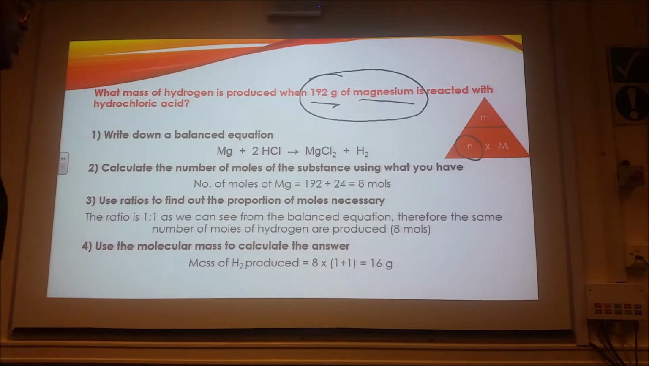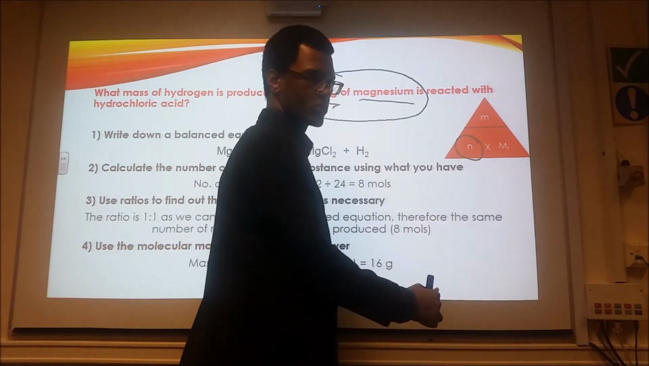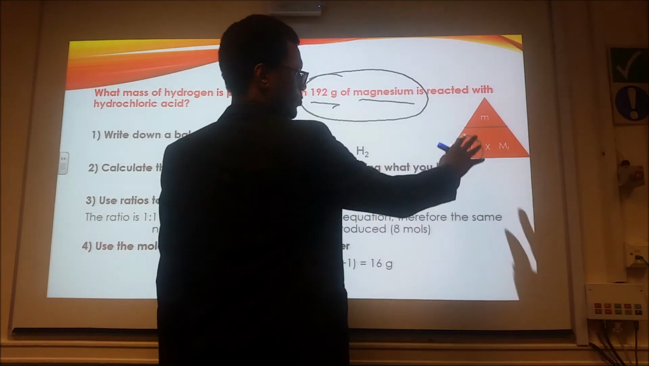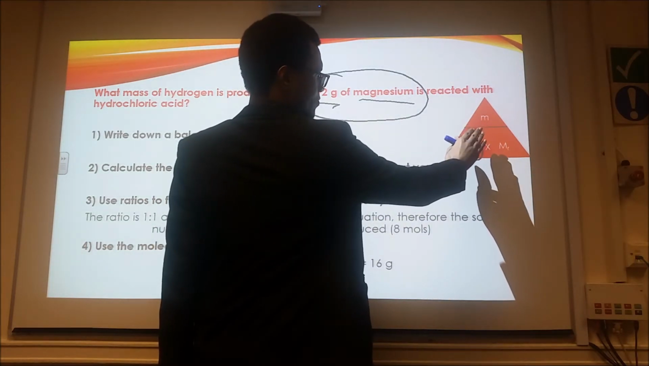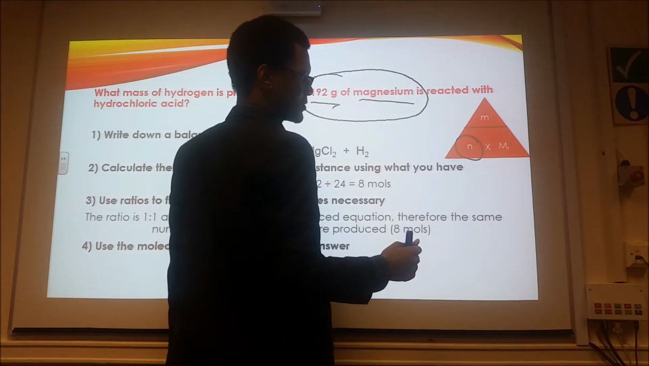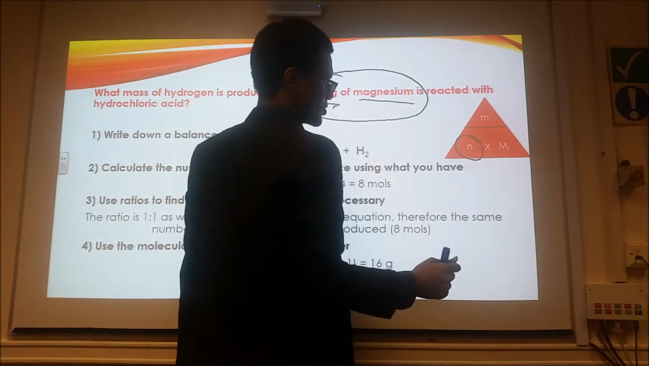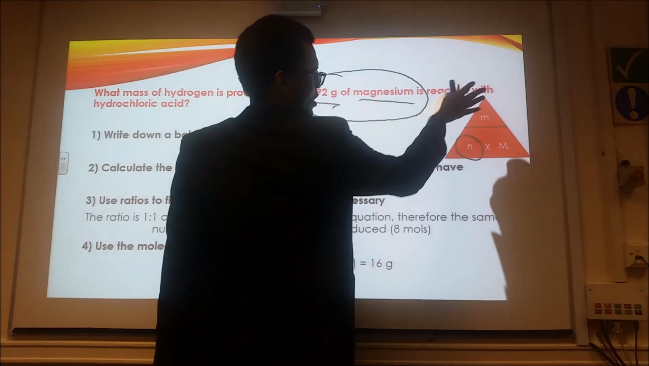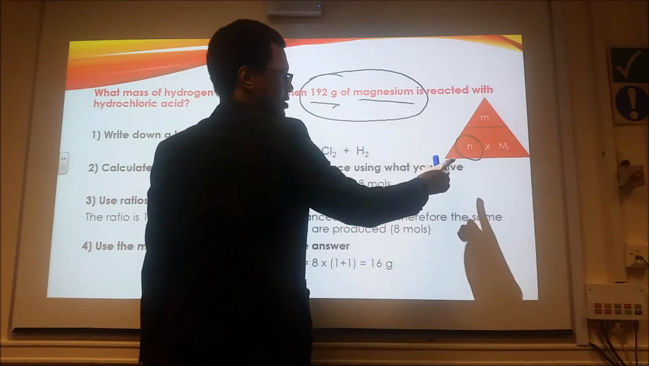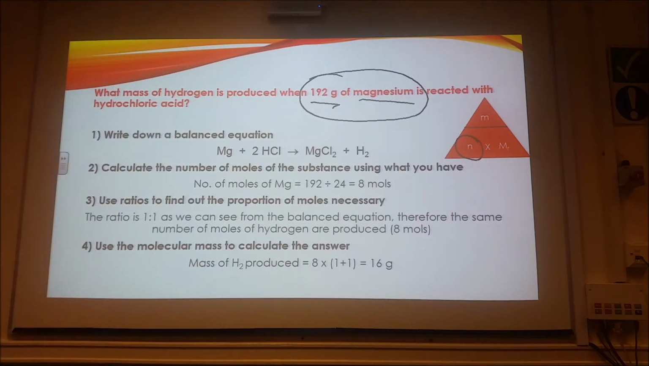We can put 192, which is the mass of magnesium, on the top, because we cover up what we are trying to find. So if we cover up the number of moles, we know that it's mass divided by Mr, molecular mass. If we wanted to find a molecular mass, we'd cover that up, and it'd be mass divided by number of moles. If we wanted to find out mass, we'd cover that up, and it would be number of moles multiplied by the molecular mass.